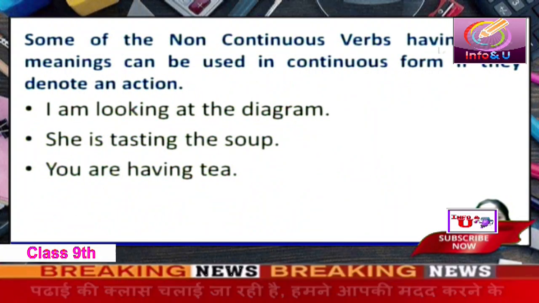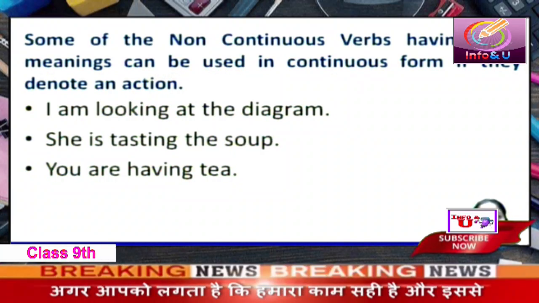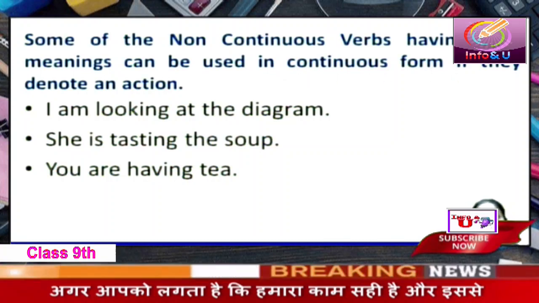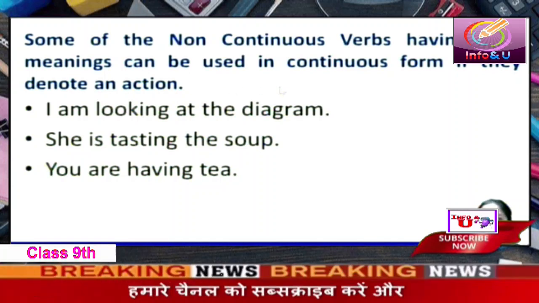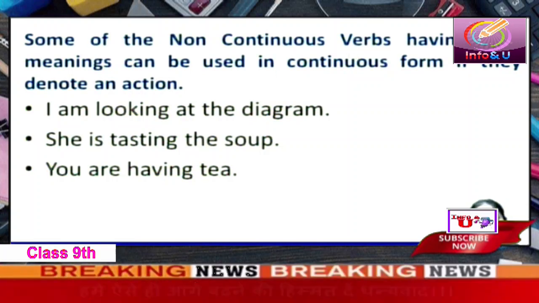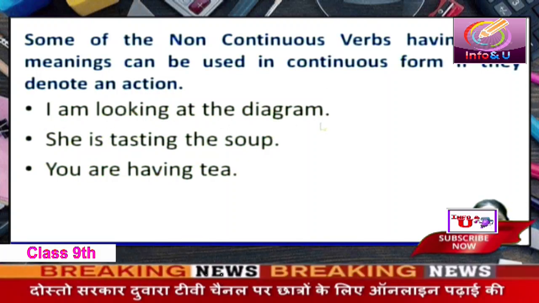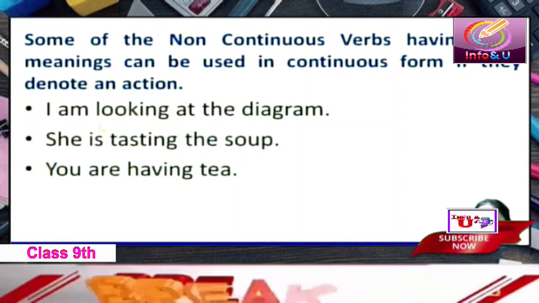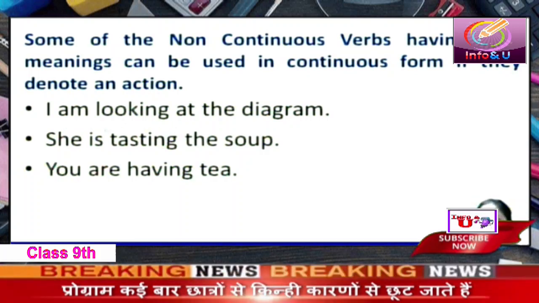Some of the non-continuous verbs have dual meanings. Dual meanings means having two meanings. They can be used in continuous form if they denote an action. Some verbs are non-continuous verbs when they denote a state or having. But when they denote an action, they can have a continuous form. Like, I am looking at the diagram. Here the action is taking place. It is not telling a state of something. It is telling about an action here. So the continuous form is used.